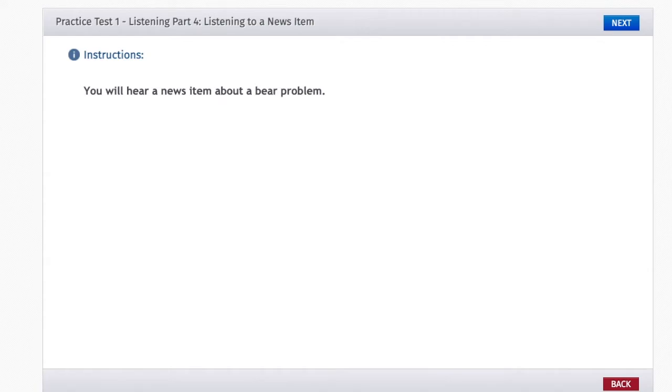Okay, so here we are in a Listening Part 4 sample from the CELPIP website. And you can see here it says a news item about a bear problem. So we just want to practice our listening guide, which is as we listen, we should be repeating ideas in our mind or taking notes, and what kind of information we should listen for. So let's listen.